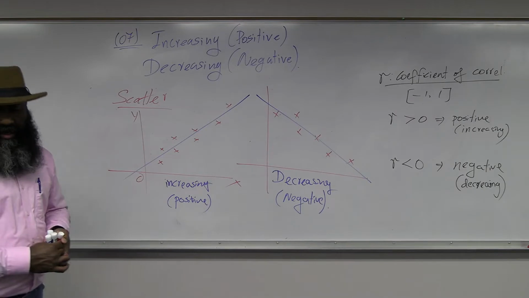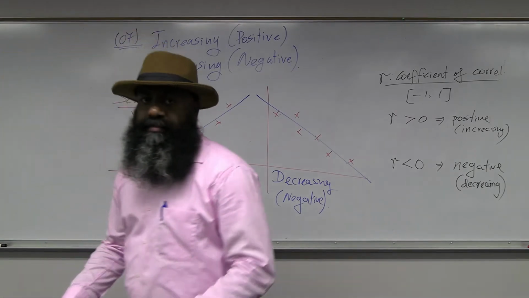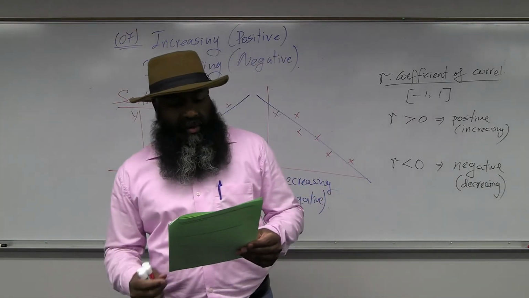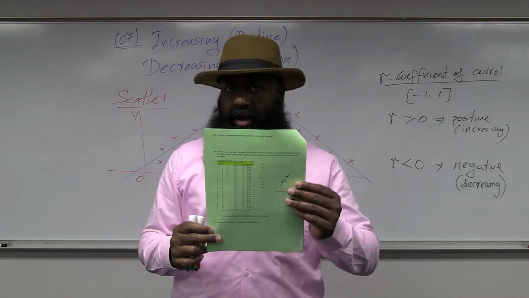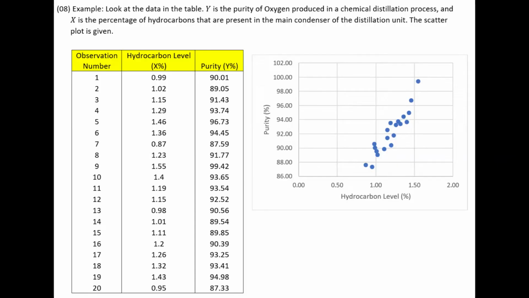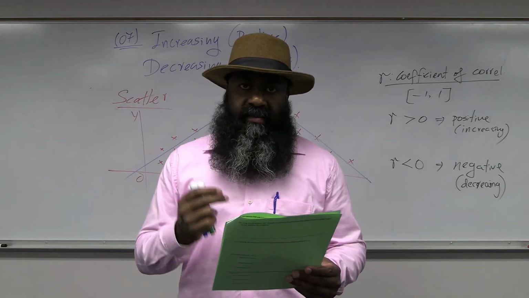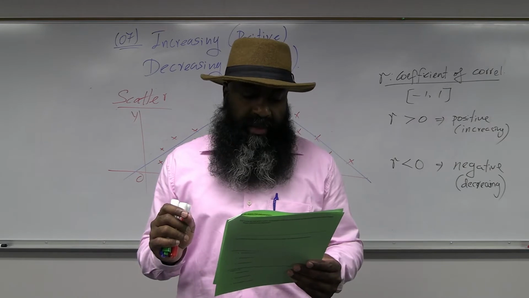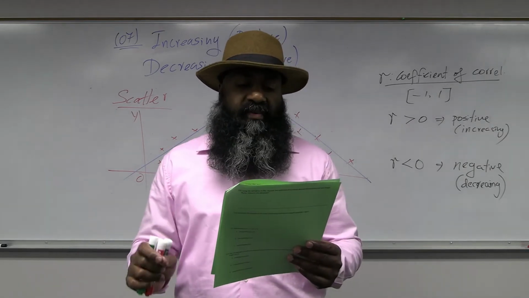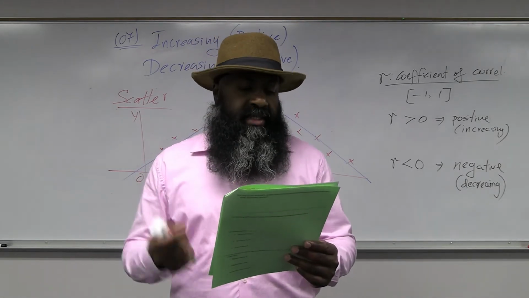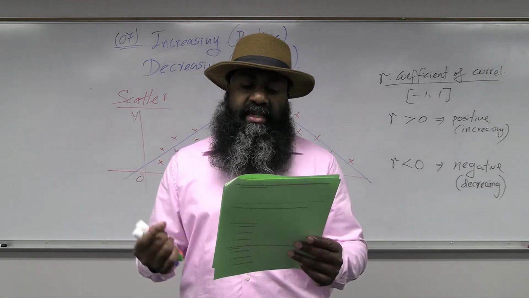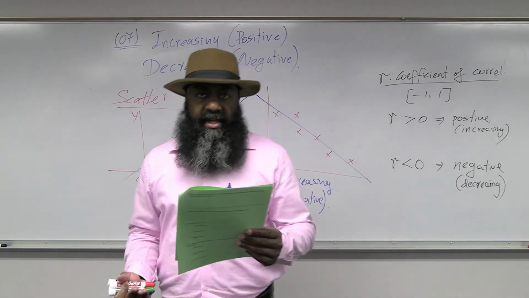And then let's move on to point number 8. I have given you an example. This data set can be found in the lecture note uploaded on Canvas. In that data set, I have clearly defined X and Y. Y is the purity of oxygen produced in a chemical distillation process, and X is the percentage of hydrocarbons that are present in the main condenser of the distillation unit.